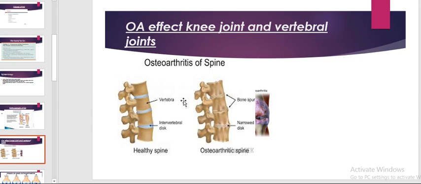Now see, osteoarthritis affects the knee joint as well as the vertebral joints in the spine. You can see there is a bone spur, meaning bone protrudes outside, and there is a narrowing of the joint space. When there is inflammation or bone spurring, you can see in the picture there is destruction of cartilage. This can lead to a bone spur, or sometimes the disc or nucleus pulposus protrudes backward and puts pressure on the spinal cord, and that eventually leads to neurological problems.